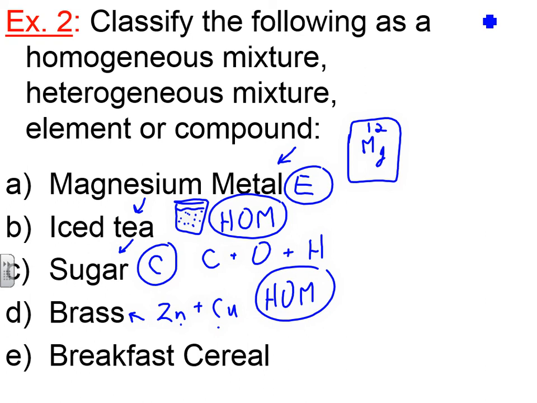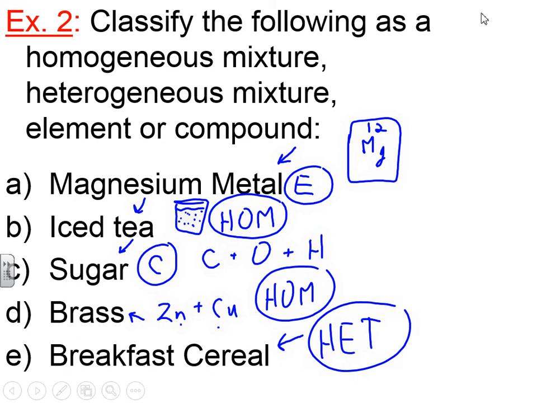And breakfast cereal, again, you can see the different parts. So this should be a heterogeneous mixture. Hopefully these make sense. Go ahead and think through these for practice problem 2, and we'll discuss these more in class.